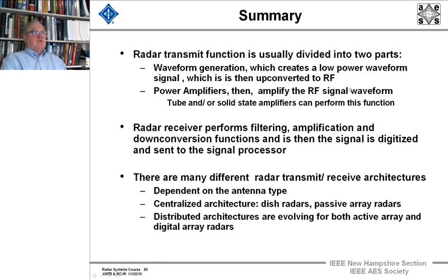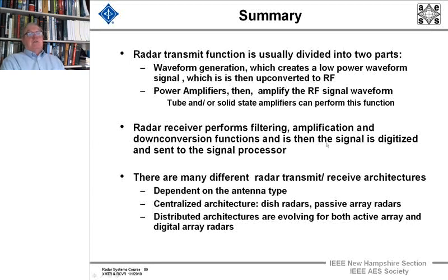So now, in summary, in the transmitters and the receivers, we've gone over the transmit function, which usually is divided into 2 parts: the waveform generator, which creates the low power waveform signal, which is up-converted to RF, and then the power amplifiers, which can be a chain of them or a single one, and they'll amplify the RF signal up to the appropriate level, and both tube and solid-state amplifiers can be used. The tubes can be huge power, and the solid-state amplifiers can be very small, built in on a chip with MMIC technology.